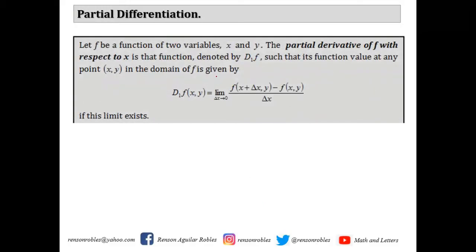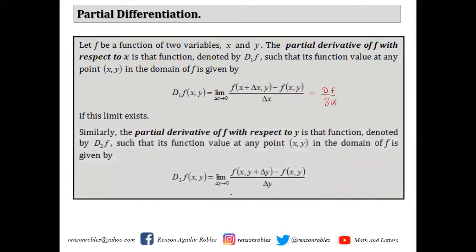Okay, so let us formally define partial differentiation. If we let f be a function of two variables, say x and y, the partial derivative of f with respect to x is that function denoted by D sub 1 of f, such that its function value at any point (x, y) in the domain of f is given by the limit of [f(x + delta x, y) minus f(x, y)] all over delta x as delta x approaches 0, and this is your partial derivative of f with respect to x. With respect to y, that is denoted by the limit of [f(x, y + delta y) minus f(x, y)] all over delta y as delta y approaches 0. And again, this is your partial derivative of f with respect to y.